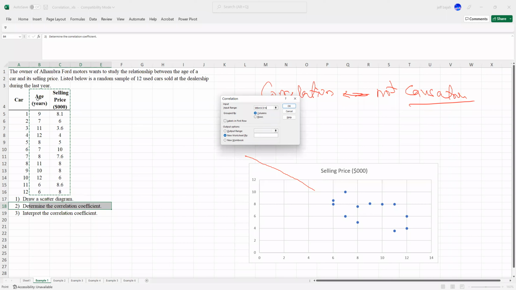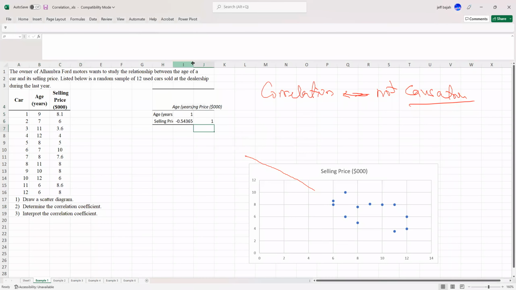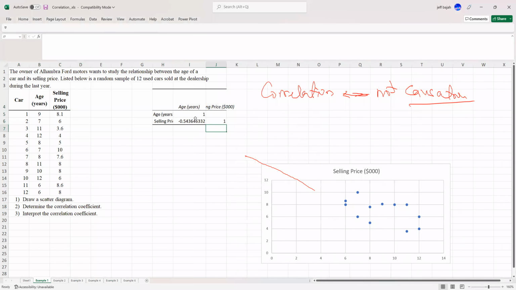Now, because we selected age and selling price, we have to click on labels. That way, Excel will not calculate these categories, or variables. So we now click on this, and then we click on this white spot. What we're doing here is telling Excel where we want it to put our results. And so when you click enter here and then press OK, you can see Excel has provided us with the result.